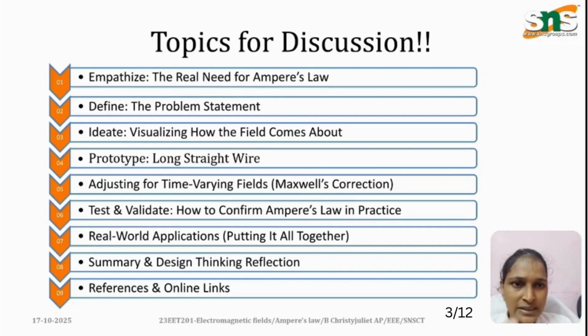We are going to discuss Ampere's law in a design thinking based approach. We are going to first empathize, asking what is the real need for Ampere's law, and then define the problem statement, then visualize how these fields come about, and then prototype Ampere's law through a long straight wire, and then test and validate to confirm Ampere's law in practice, and then we'll see some real world applications, and finally we'll have a summary of all those discussions.